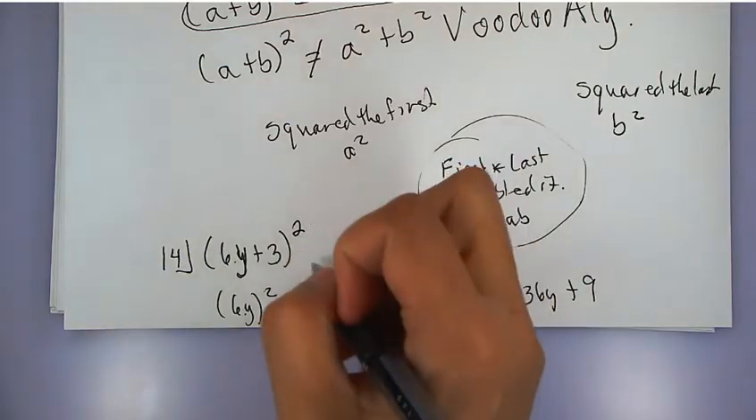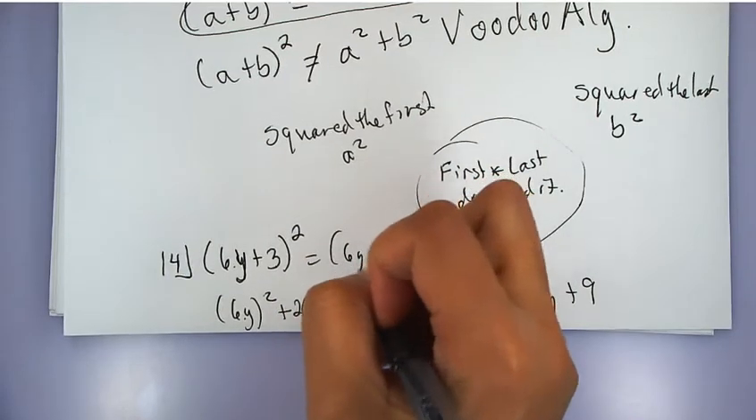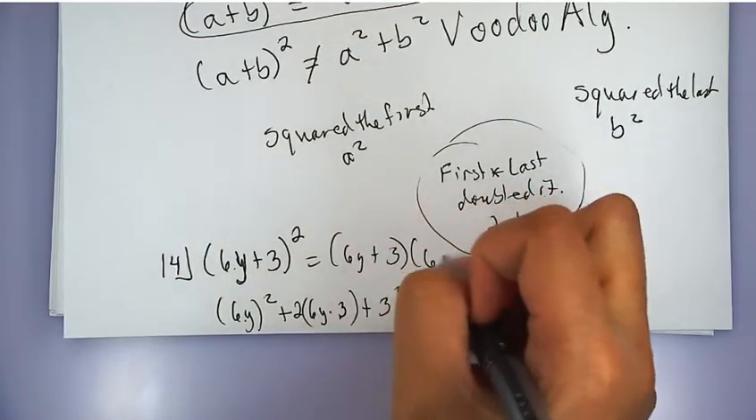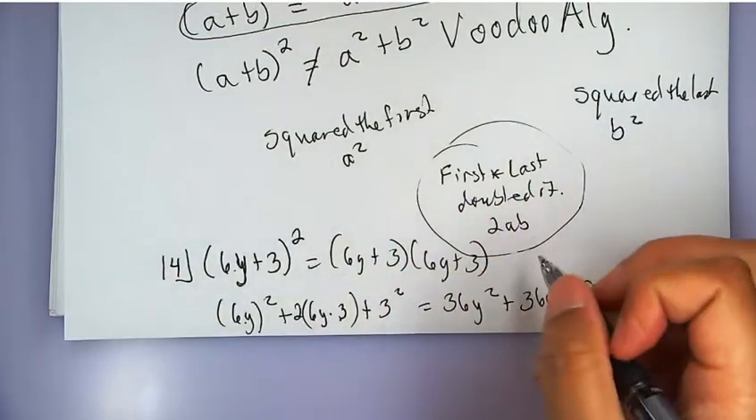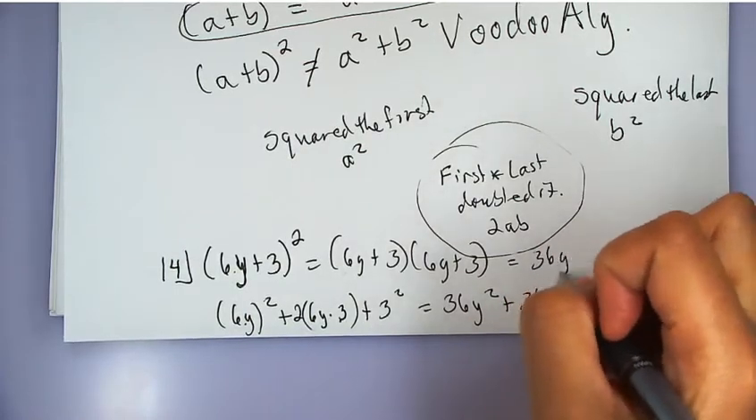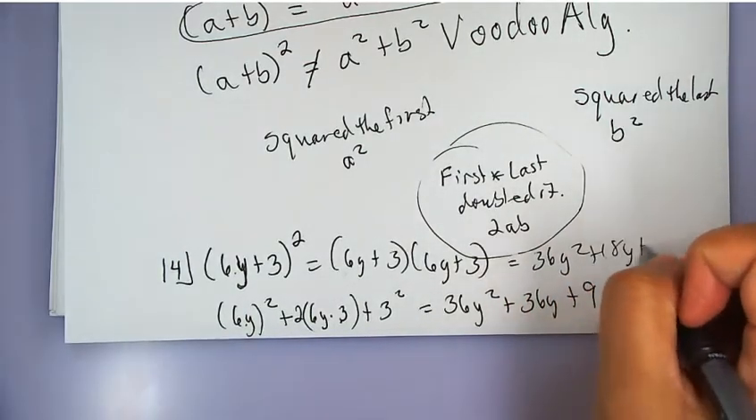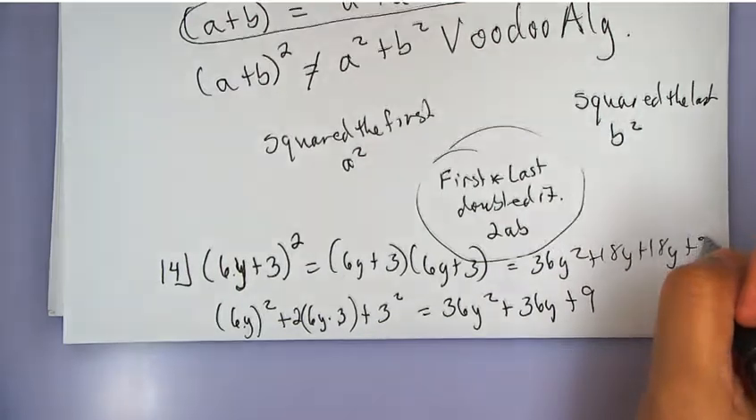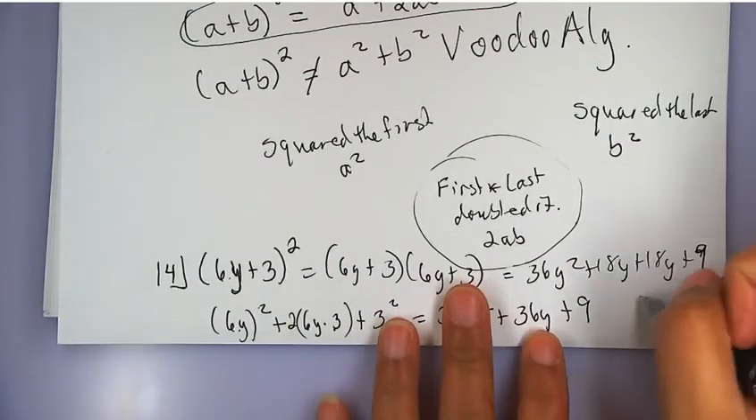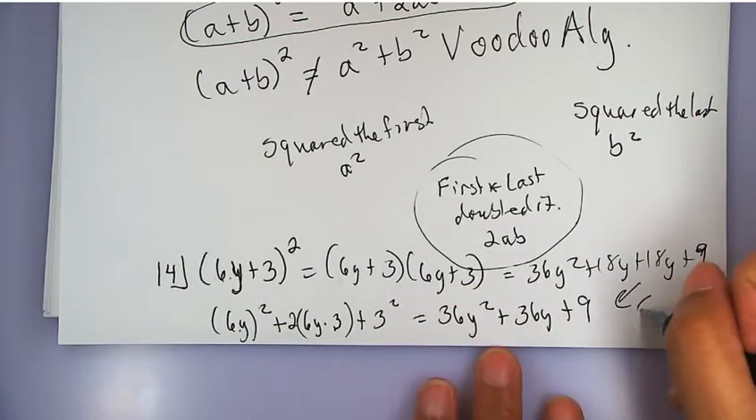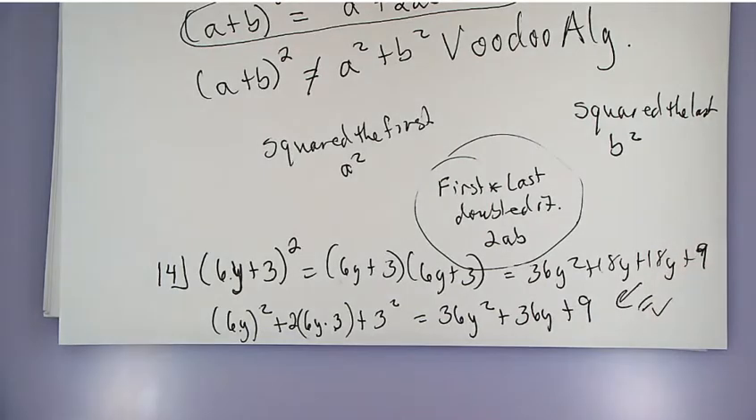Case in point, this really is 6y plus 3 times 6y plus 3. And if we FOIL it out, we get 36y squared plus 18y plus 18y plus 9. And we can see from combining like terms that that's the exact same thing. Those are equal. So that is good. All right.